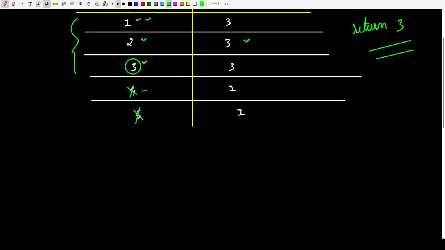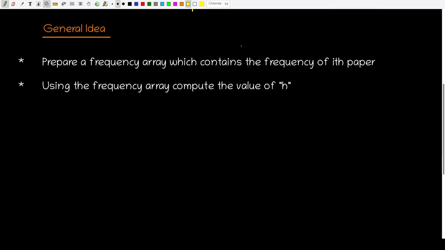So that's about the problem statement, folks. Now let us discuss the solution of this problem. The general idea behind solving this problem is that we are going to prepare a frequency array which contains the frequency of the ith paper. Now with this frequency array computed, we are going to compute our h value. So that's the general idea behind solving this problem, folks.